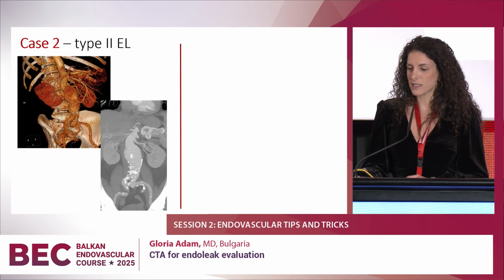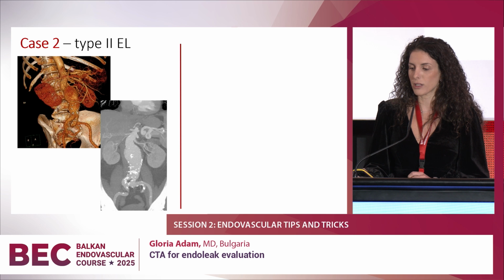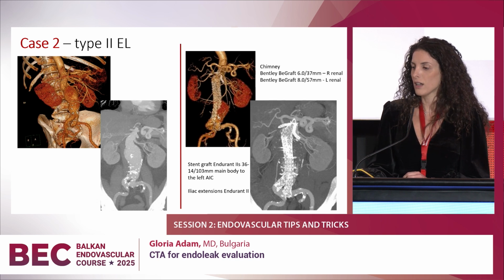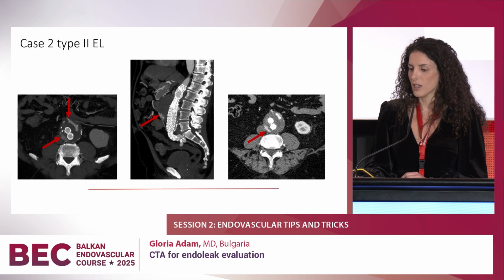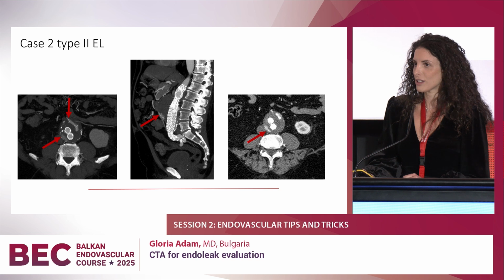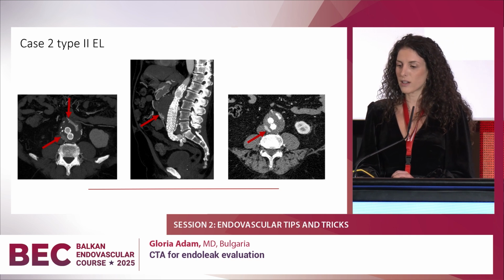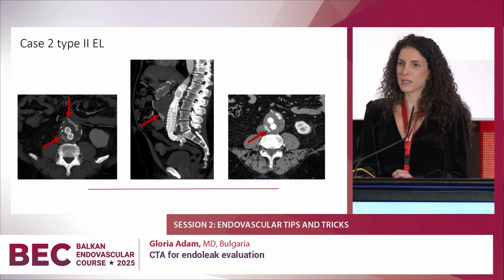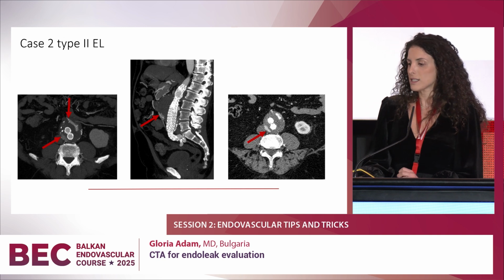The second case is a patient with aneurysm of the abdominal aorta and the common iliac arteries. Because it is too close to the renal arteries, it was decided to do the chimney technique with Bentley B graft stents to the right and left renal arteries and Endurant stent graft with iliac extensions. But what we can see after the follow-up of the patient after the procedure, there are 2 endoleaks, type 2, from lumbar artery at the back of the aneurysm sac and from the arteria mesenterica inferior at the front of the sac of the aneurysm.